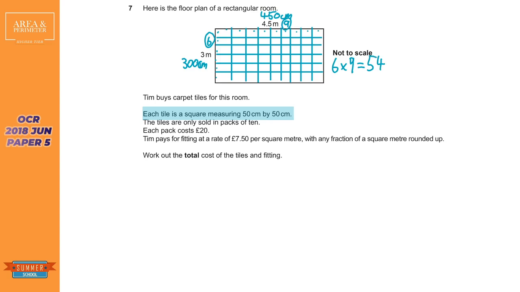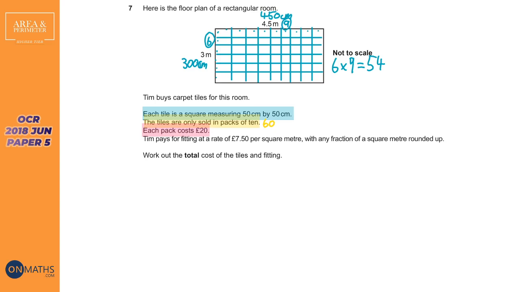Next piece of information says that the tiles are only sold in packs of 10. So we only need 54, but we can only buy them in packs of 10. So we'll have to buy 60. Okay, next piece of information. We just work our way down. So it says each pack costs £20.